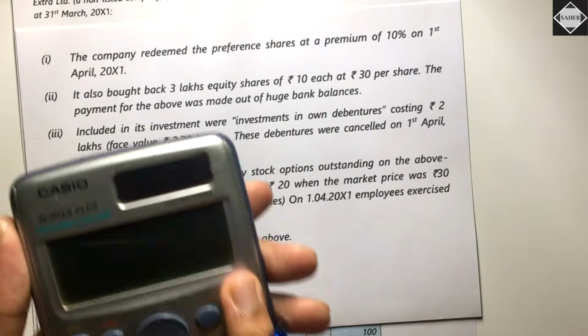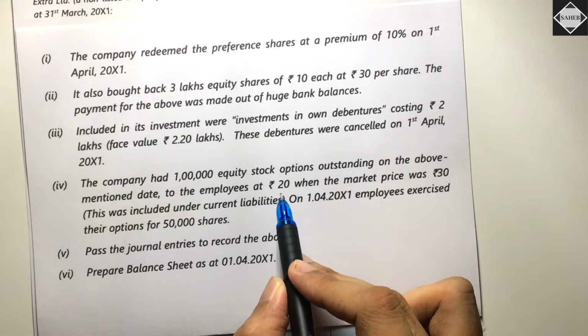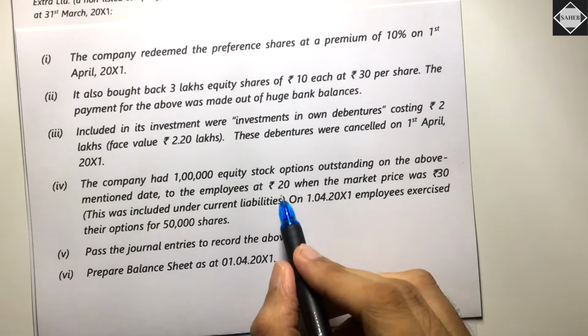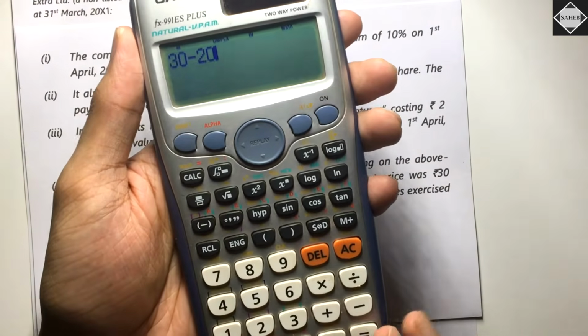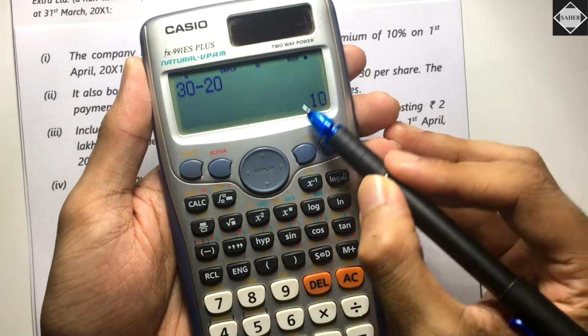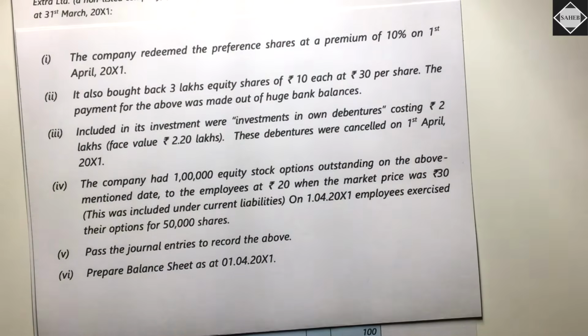So if market price is 30 and exercise price is 20, it means that the employees can subscribe to the shares of the company at rupees 20. So the employees are getting a discount of how much? Of rupees 10, isn't it? So this is called the value of option in this chapter, in the ESOP chapter.